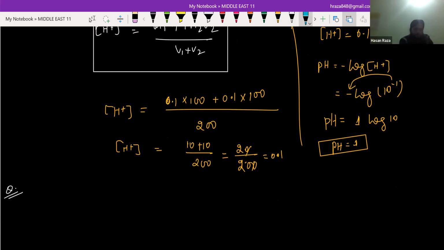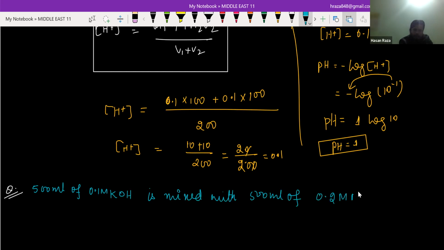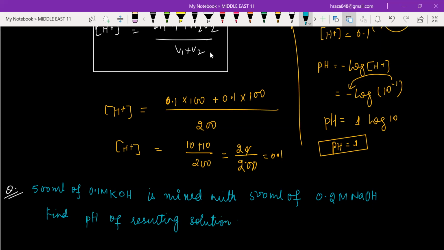Going to the second question. 500 ml of 0.1 M KOH, potassium hydroxide, is mixed with 500 ml of 0.2 M NaOH. First, decide whether it is homogeneous or heterogeneous. Find the pH of the resulting solution. Calculate it and let me know, please.